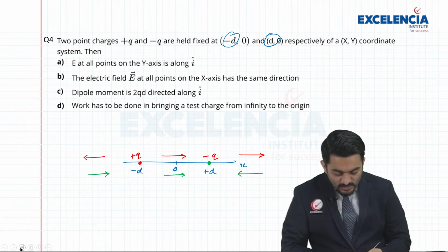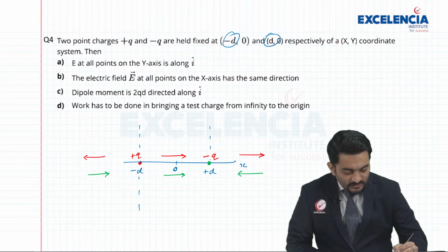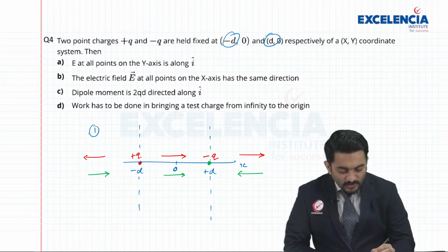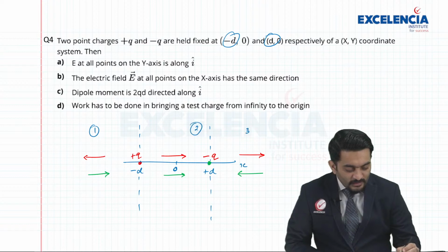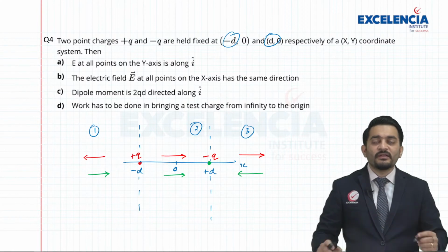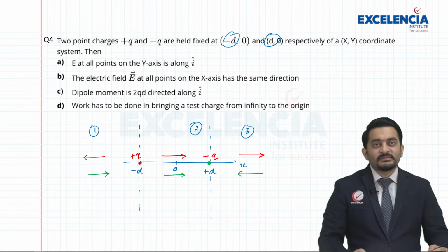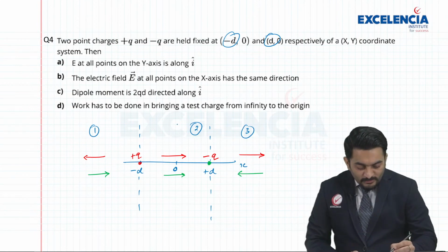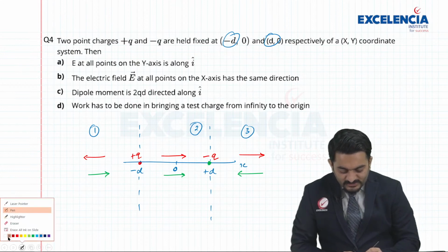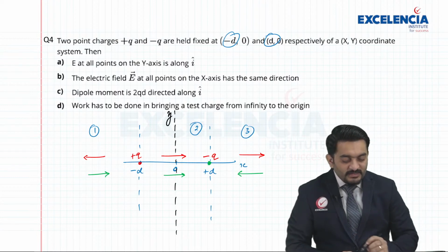Now I want you to see very carefully. If I divide this whole thing into 3 regions, this is my region 1, where you can see the 2 electric fields are in the opposite direction. In region 2 they are in the same direction, and in region 3 they are in the opposite direction. It says electric field at all points on the y-axis. I have no problem, because you can draw your y-axis over here, and this is the y-axis which I have drawn.